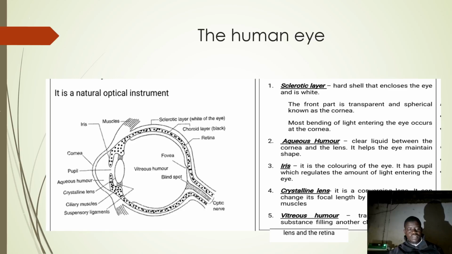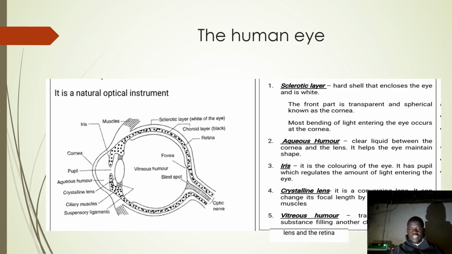Then we also have the aqueous humor. So then we also have the crystalline lens. We have the ciliary muscles, which are just attached to the crystalline lens through suspensory ligaments. Now, let's look at these parts and their functions one by one.